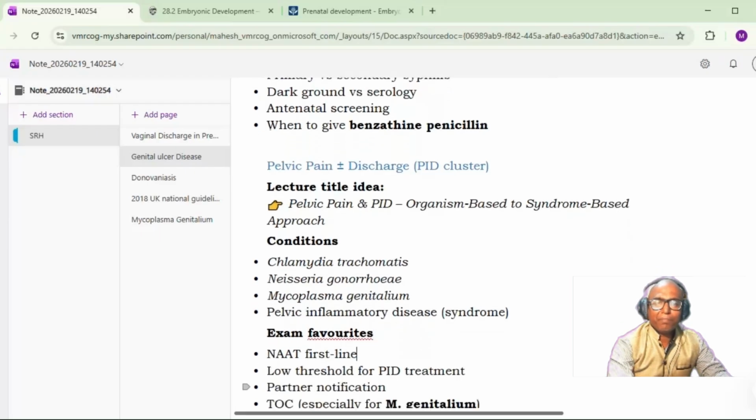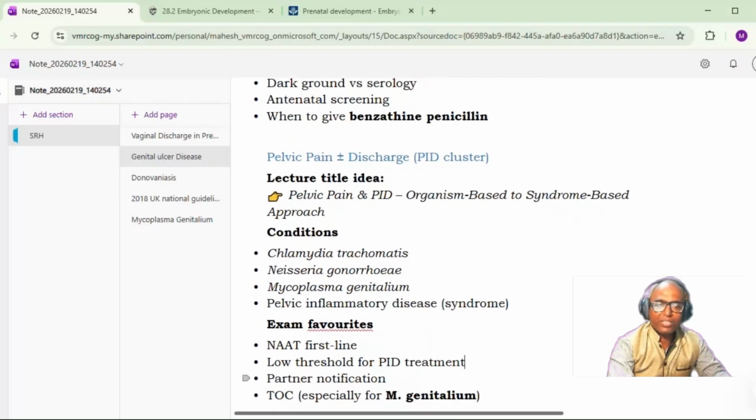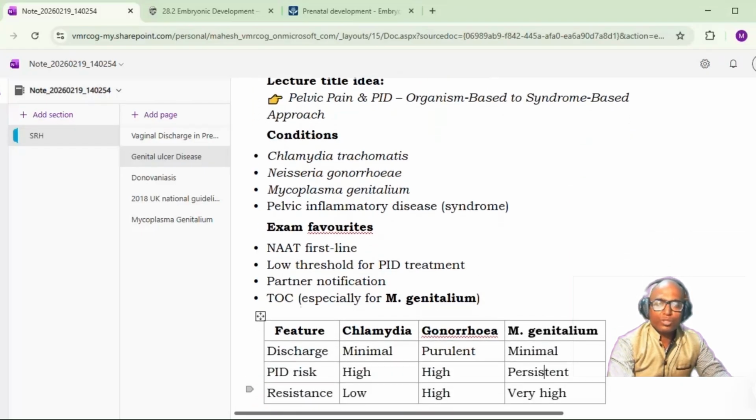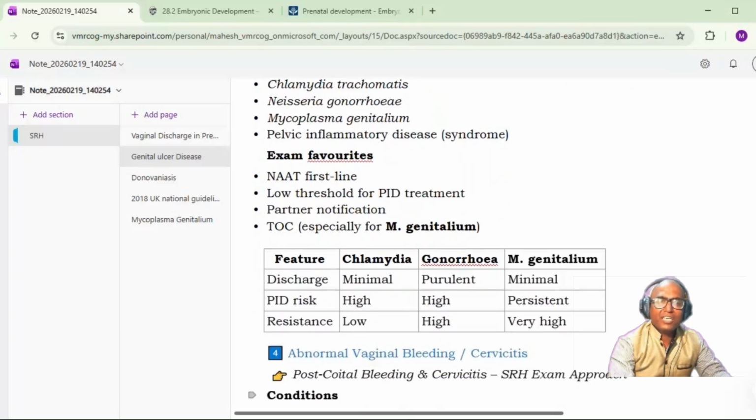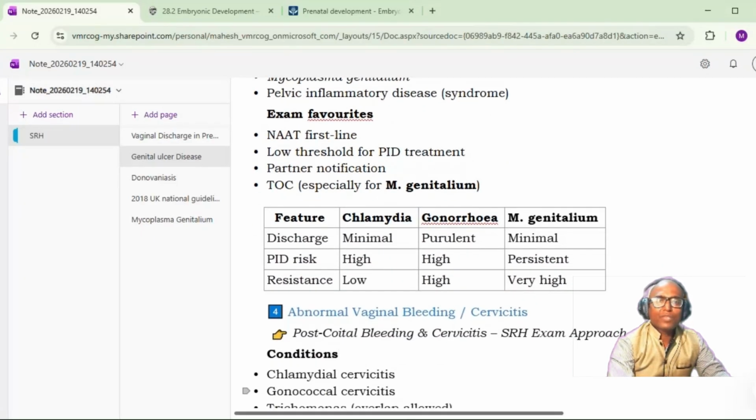So second was pelvic pain plus discharge. That is the PID cluster. This we have finished. That is chlamydia, Neisseria gonorrhoeae, mycoplasma. Here NAT is the first line test. Have a low threshold for PID treatment, partner notification is to be done, and test of cure especially with Mycoplasma genitalium you have to do. So chlamydia, gonorrhea, and Mycoplasma genitalium, this we have finished.